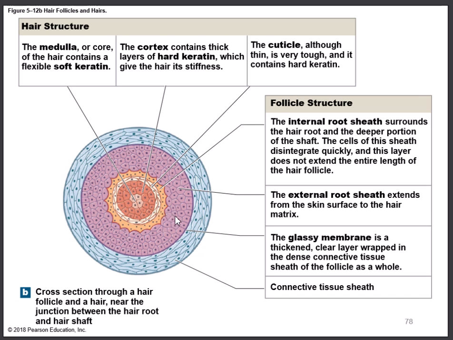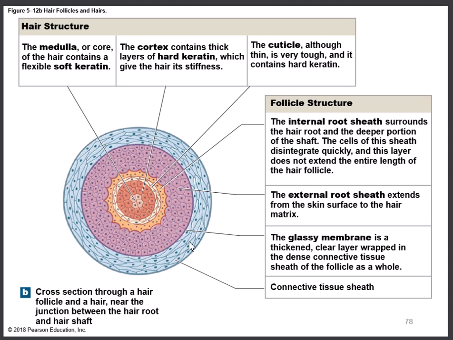Now, what we're looking at here, the remaining part, is the follicle, because again, this is a section of the hair in a follicle. So the three parts of the follicle that we want to know, here's the follicle structure, include the internal root sheath. Then these purplish cells out here are the external root sheath. And this thin, purple, smooth line right here is known as the glassy membrane. So those are the three parts that I'd like you to know: internal root sheath, external root sheath, glassy membrane. They make up the follicle.